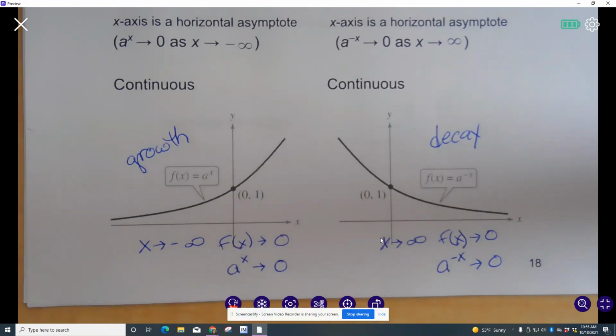So again, put these in your notes. They're continuous, no vertical asymptotes, no holes. You can draw these graphs without lifting your pencil.